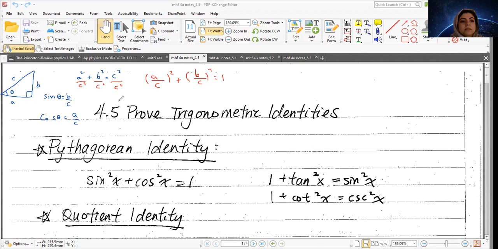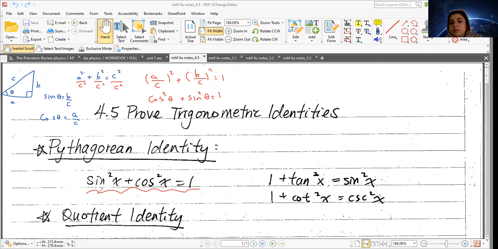We know A over C is cosine. So cosine power 2 theta plus B over C is sine. Sine power 2 theta equal to 1. So this is the Pythagorean theorem identity. Sine power 2 plus cosine power 2 is 1.